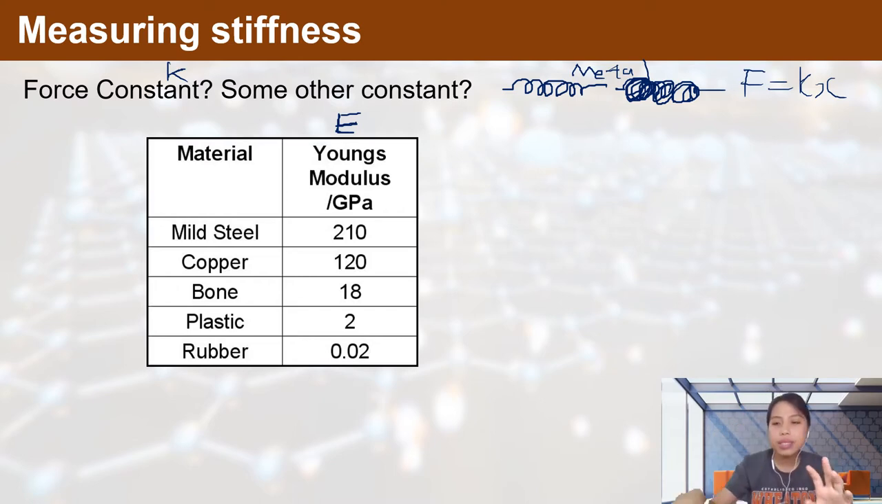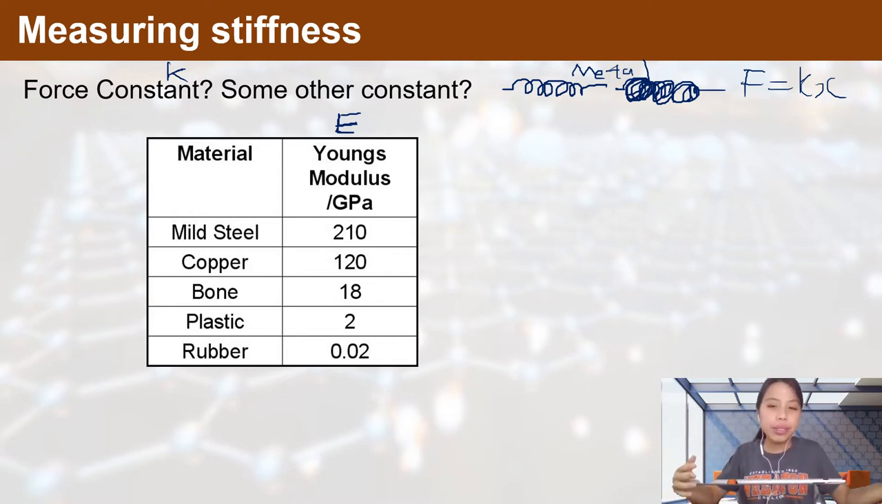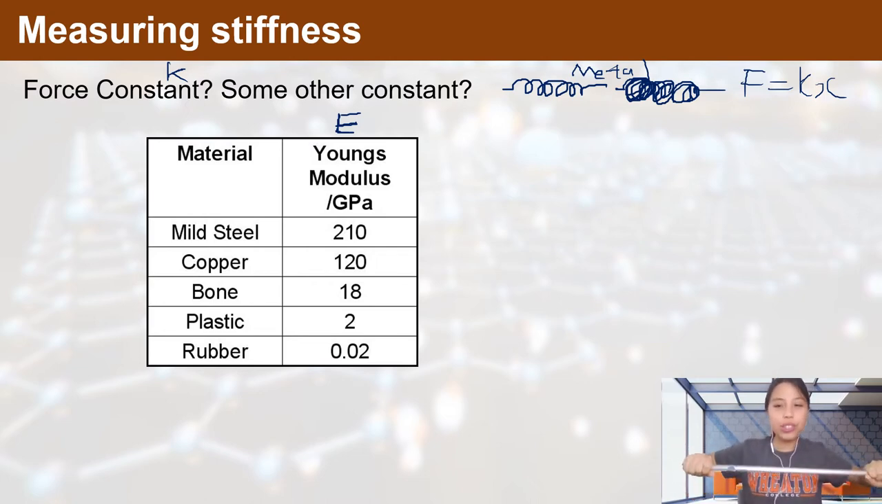You look at mild steel. I don't have steel, but I do have my good old aluminium rod. Give me a second. So this is one of the metals, and it probably has a very high Young modulus. If I want to compress it, stretch it, or bend it, it's quite stiff. That's what stiffness means. How does it change when I apply a force?